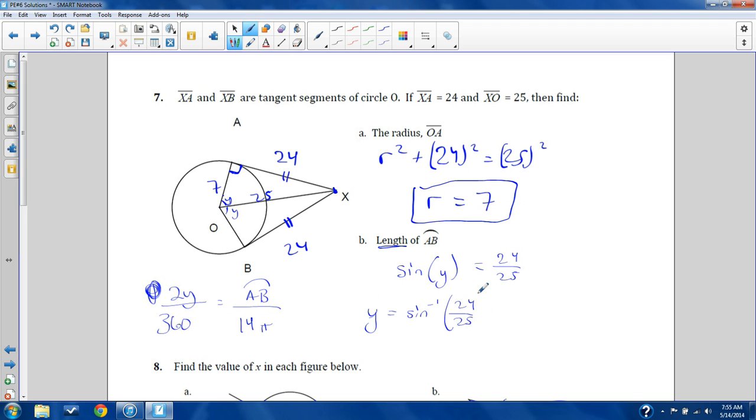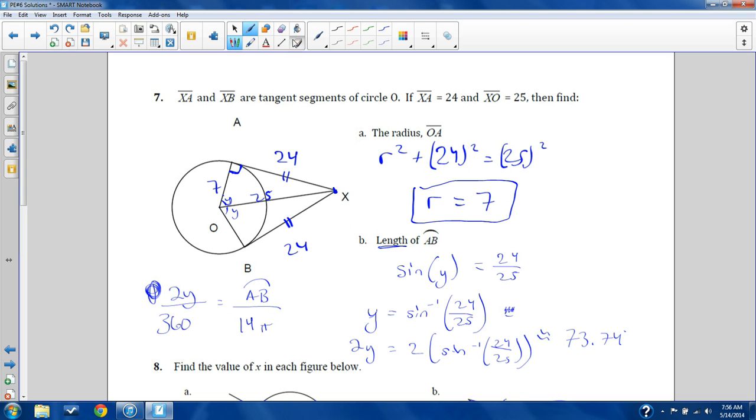You punch that into your calculator the way that you know how to. Make sure you know how to. I didn't put what it equals about because I didn't want to approximate yet. 2 times this number is 2 times the sine to the negative 1 of 24 over 25. That number becomes about 73.74 degrees. I should have left it as is, but in my calculator I did. I didn't use this rounded number. I used exactly what it was.